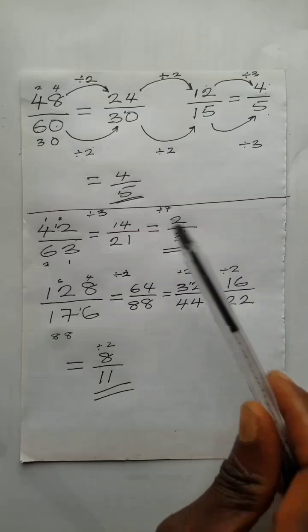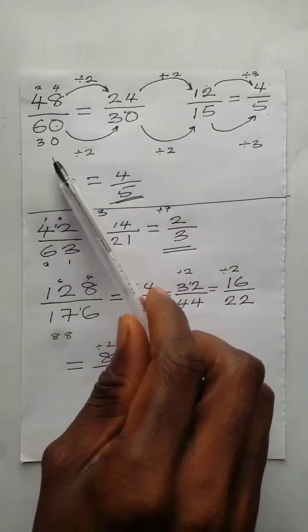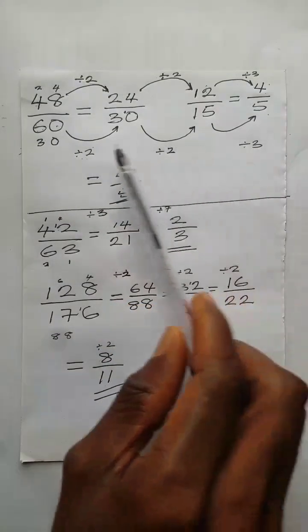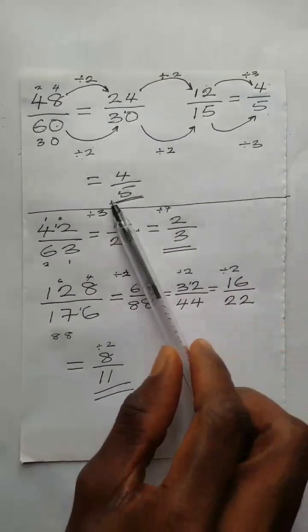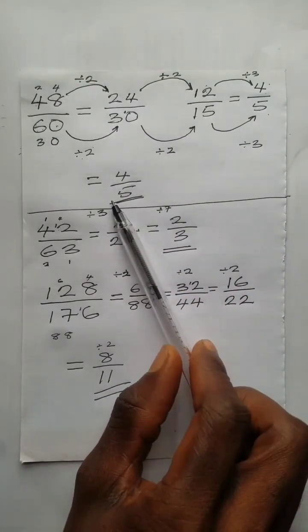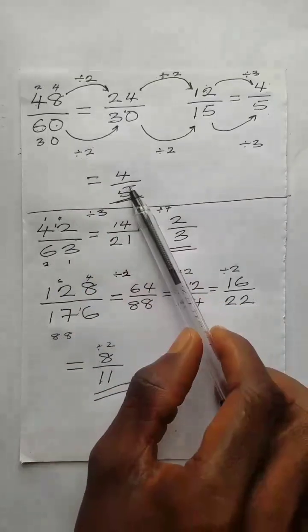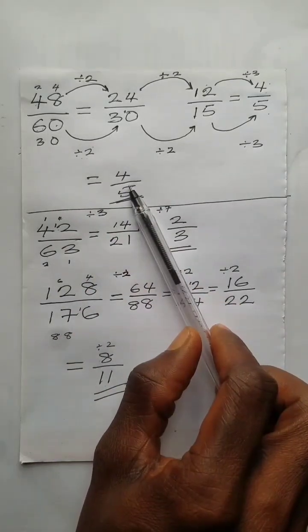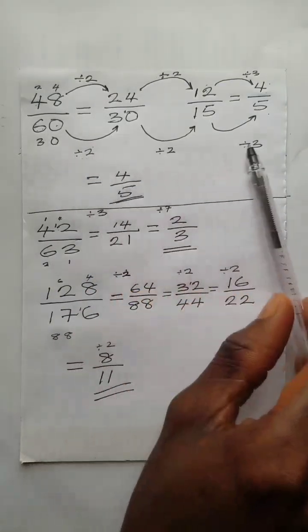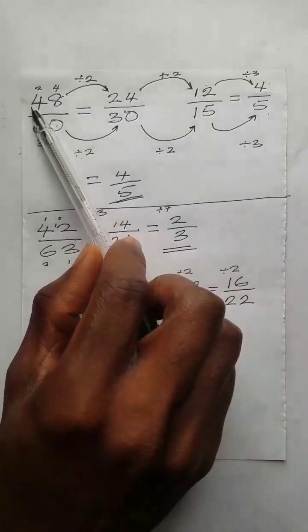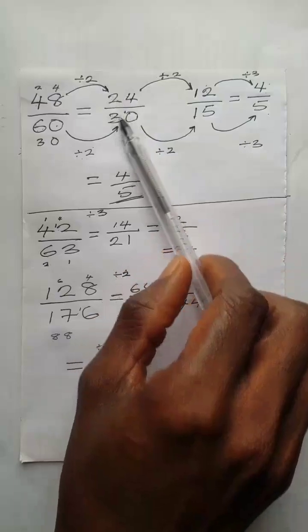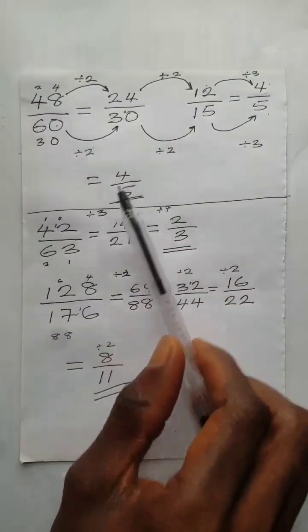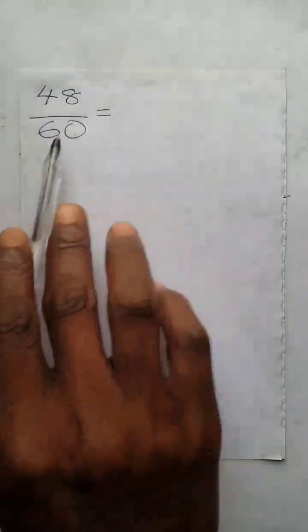Okay, a quick one. Let me just state here that some people might find this method boring because you have to take it little step by step before you get to the final answer. Now, one way to quickly jump from here to here is by taking the highest common factor of 48 and 60 instead of picking just any factor till you get here. What do I mean? What is the highest common factor of 48 and 60?